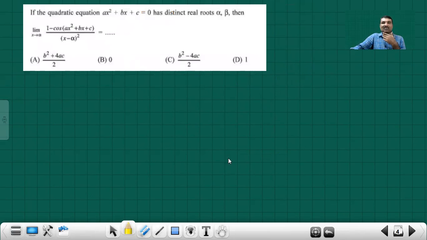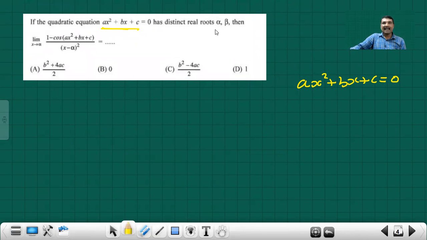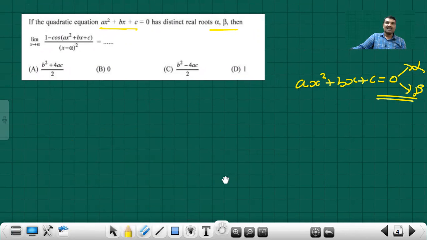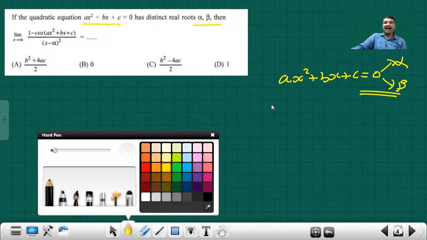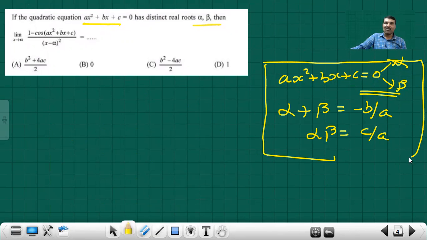Now the next question. This is also a very easy question. A quadratic equation is given: ax square plus bx plus c is equal to 0, and alpha and beta are the roots of this quadratic equation. So we can write the sum of the roots, alpha plus beta, equal to minus b by a, and the product alpha beta equal to c by a. This is the information we gathered from the quadratic equation.